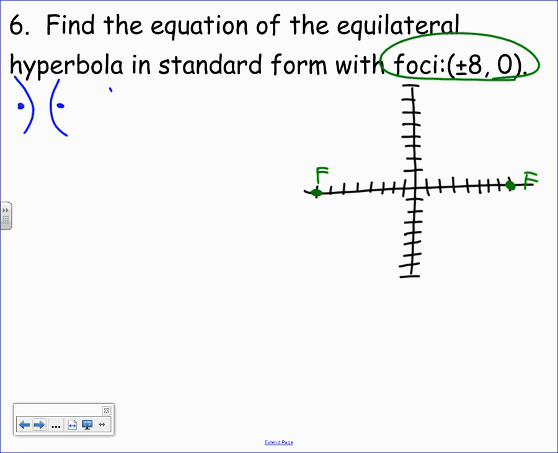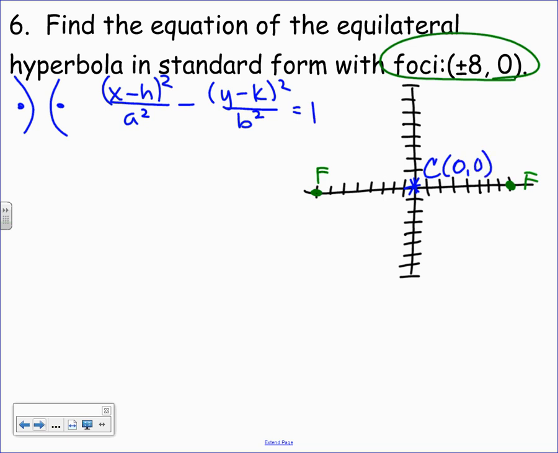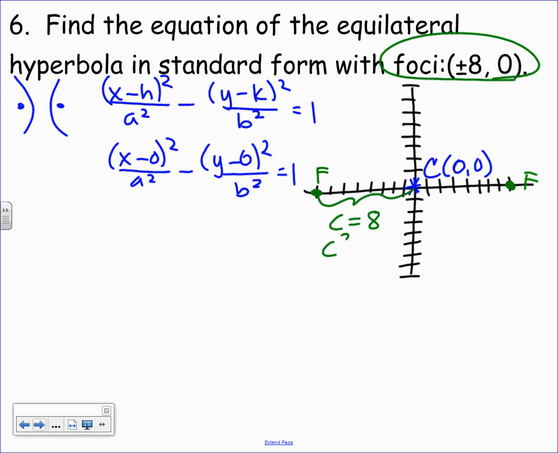Wonderful. So that means that it's x minus h squared over a squared minus y minus k squared over b squared equals 1. Halfway between, that has to be my center. Believe it or not, it's 0, 0 again. So I've got x minus 0 squared over a squared minus y minus 0 squared over b squared equals 1. And I know that c has to equal 8. So c squared is 64.